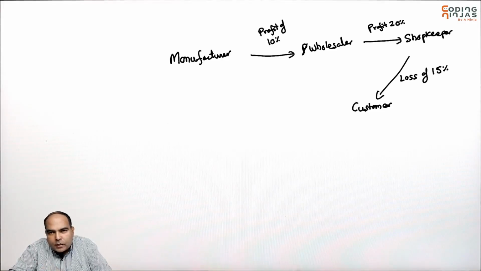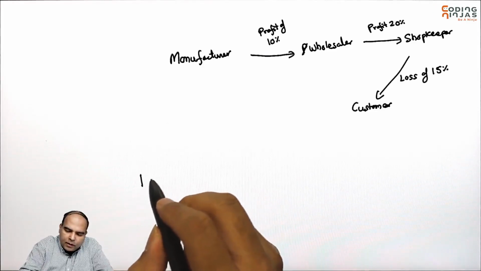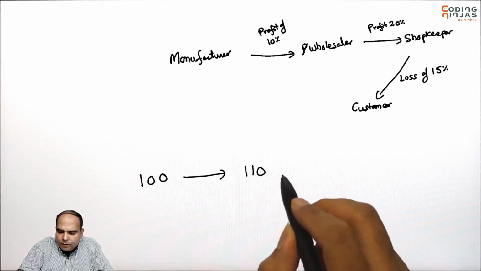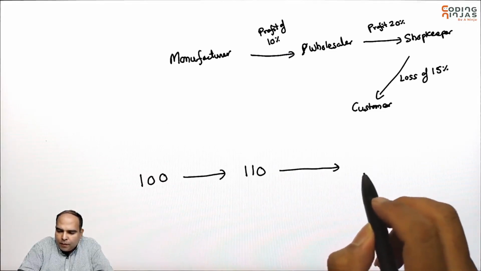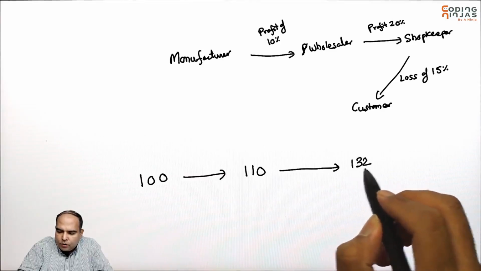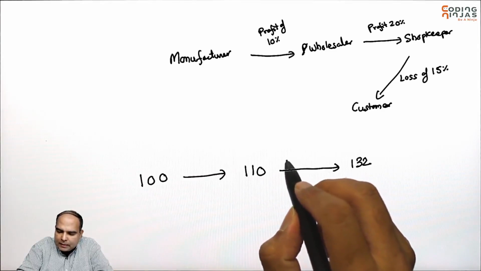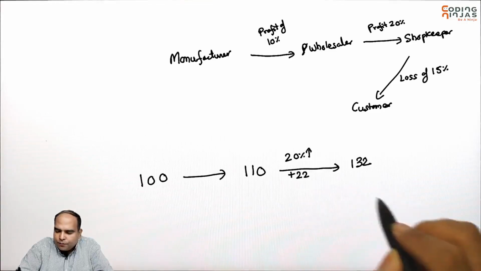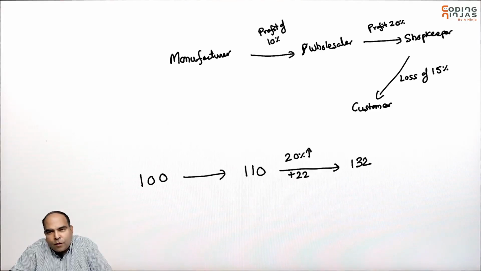So if you look at this structure, before I give you the full question, let's try to react to the structure that we are seeing here. What does it say? If I think of the manufacturer as 100 here, the wholesaler will be 110, and the shopkeeper would be buying it at 132, because this is a 20% profit. So 20% increase on 110 will be plus 22. This PCG thinking actually gets rid of your need to take a variable like X in this situation.